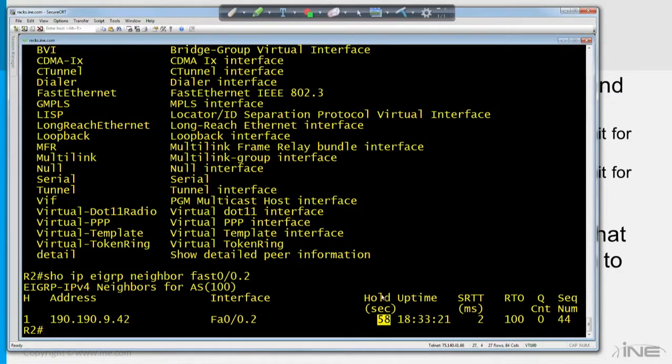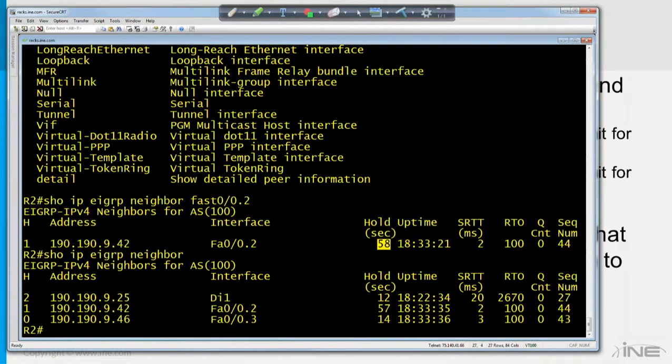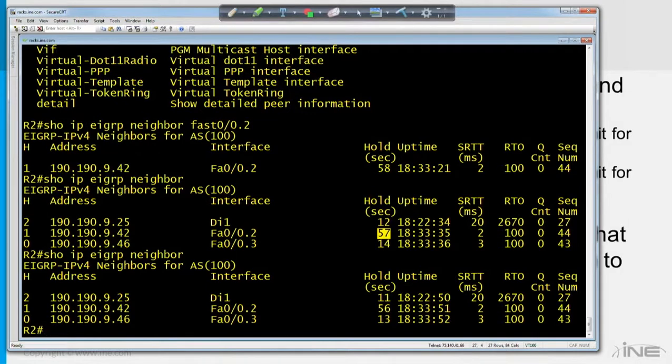58 seconds. Interesting. It said 59 before. It's decrementing. That's what's going on here. This is saying, okay, so in reality it probably is 60 seconds. So what we're seeing here is when you receive an EIGRP hello, you reset your hold time back to the maximum and then you start counting it down.